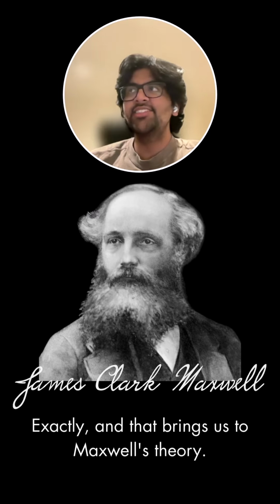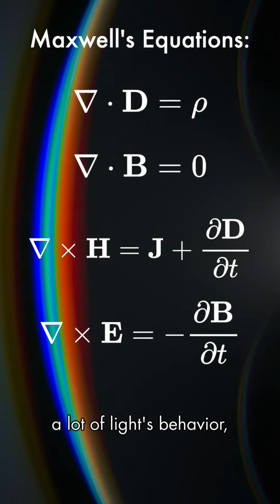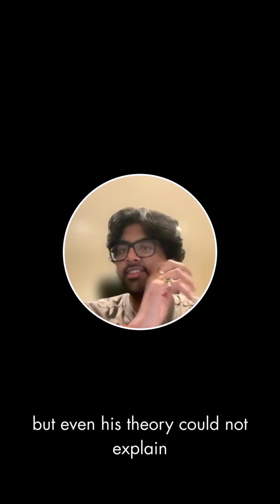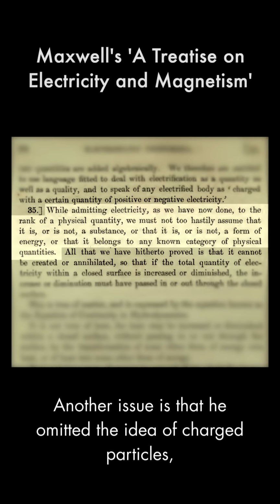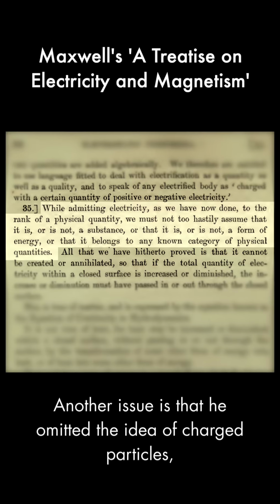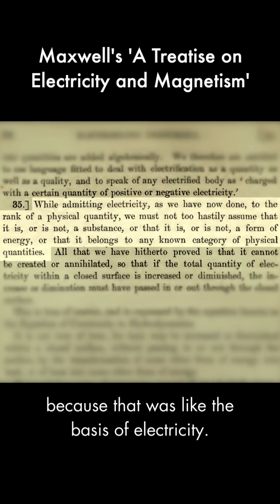Exactly, and that brings us to Maxwell's theory. His framework was the leading one at the time because it could explain a lot of light's behavior. But even his theory could not explain reflection and refraction. Another issue is that he omitted the idea of charged particles, which a lot of people found confusing because that was the basis of electricity.